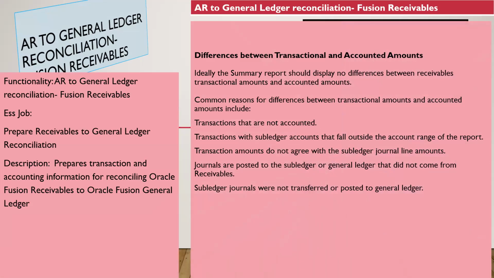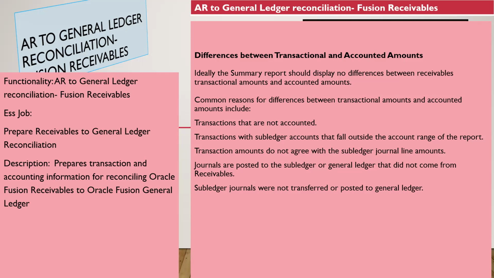Differences between transaction and accounted amount. So ideally, what are the transactional and accounted amounts? Transaction is where the business users enter or create transactions using the accounts receivable application in the Fusion application. Those come under transaction activities, such as sales invoices. And accounted: when you create or enter an invoice in the accounts receivable module, as part of the process we need to run the create accounting job, right?